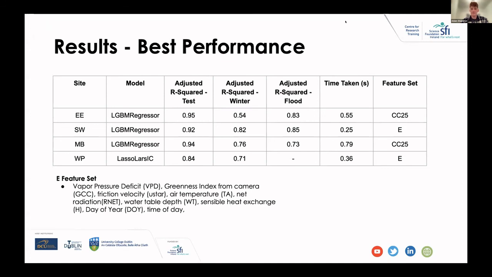And to conclude, just to mention that in our work, we will hopefully be further elucidating the feature set selection process and looking for the most parsimonious models possible.